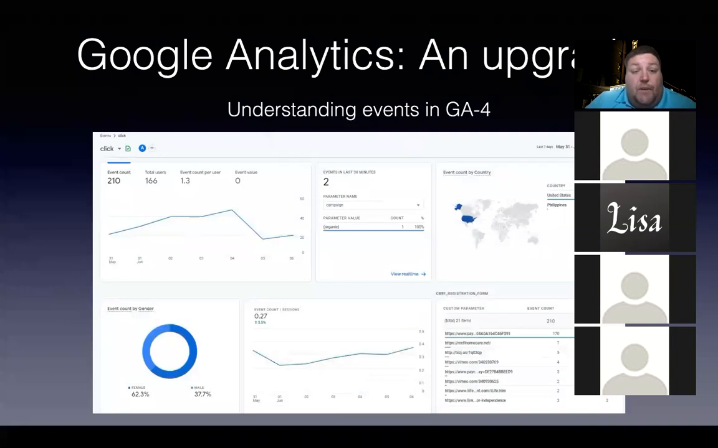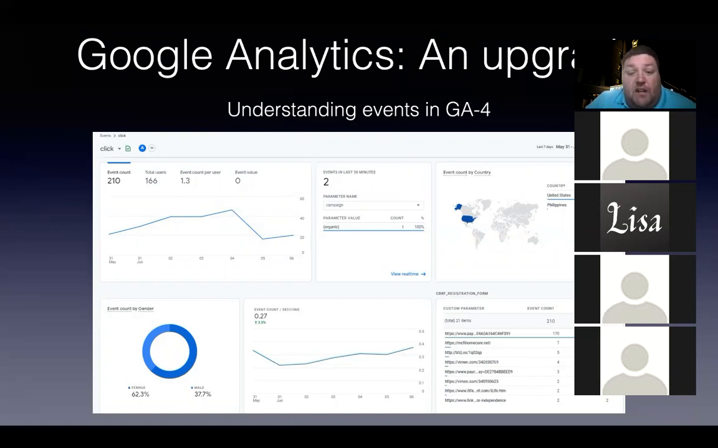So now if you were to click, let's say if you went on click, this is how it would show a breakdown for you. In the upper left-hand corner, it shows you the event count, which means how many times that particular action, which in this case is click, took place. It happened 210 times out of 166 users, so an average of 1.3 per user.